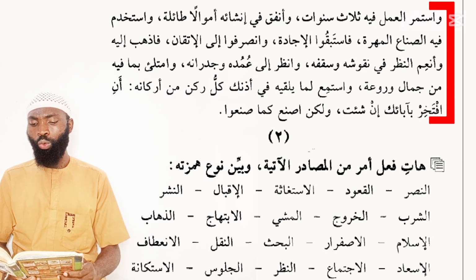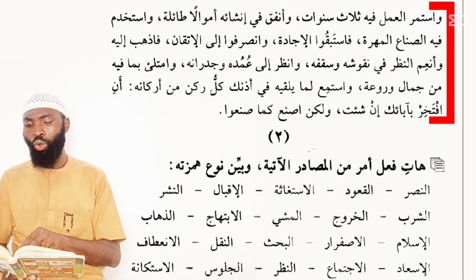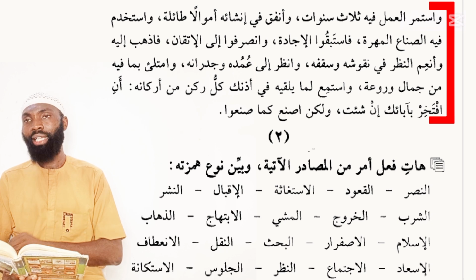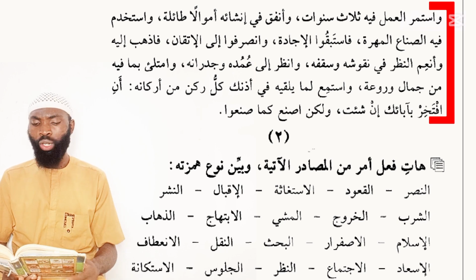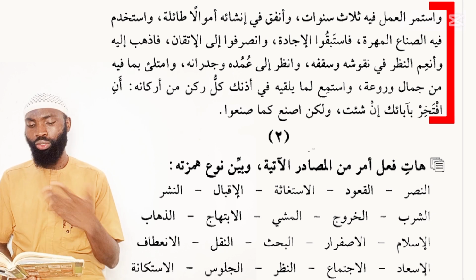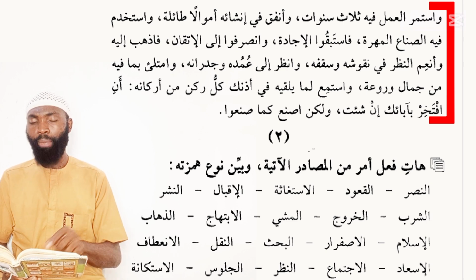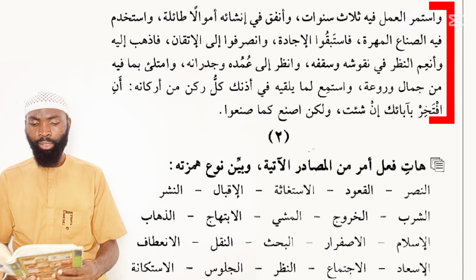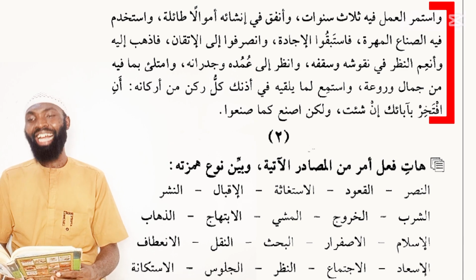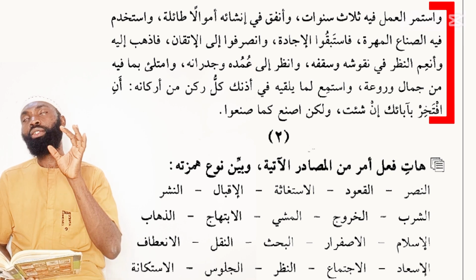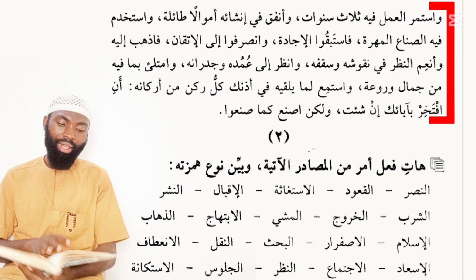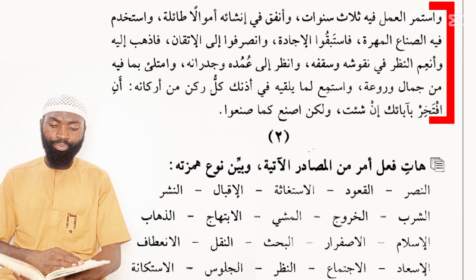لما يلقيه في أذنك, so you can see the word أذن, it is a noun, and therefore it is hamzatul qata'. كل ركن من أركان, أركان is also a noun, hamzatul qata'. And iftakhir, you can see this is hamzatul wasl because it is from khumasi verb. Bi abaika, this is a noun, so hamzatul qata'. Walakin isna kama sana'u, isna is sudasi verb, so it's hamzatul wasl.